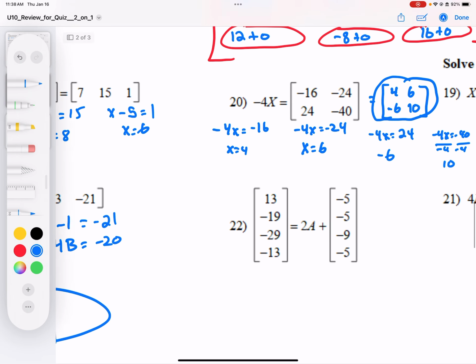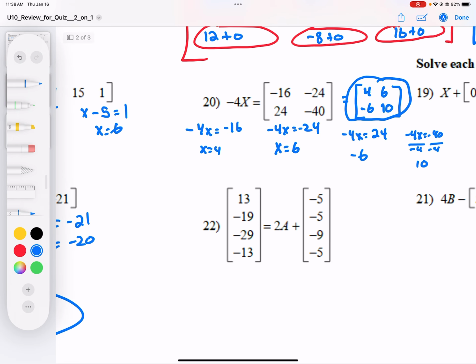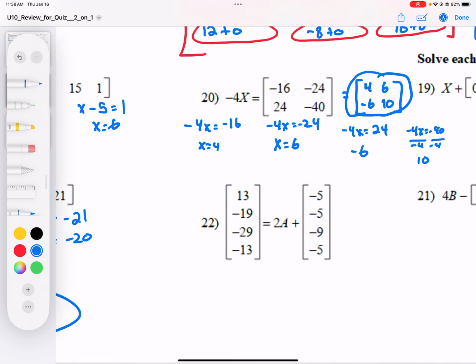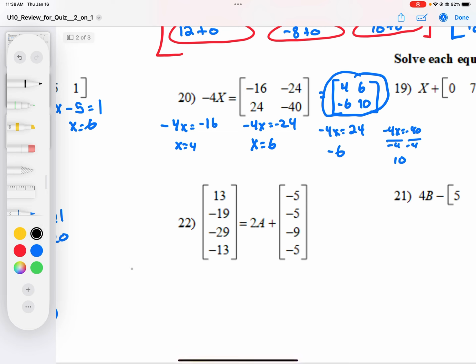And the last one, a little bit more complicated to set up, but we're still going to go first equals this plus the first. So a little more space. Maybe I'll change colors. Go 13 equals 2a plus -5, so -5. So add 5 to both sides. That's 18 equals 2a. You get 9. So I've got a 4 by 1. So my result here at the end is going to be a 4 by 1. My first element's going to be 9 in that.